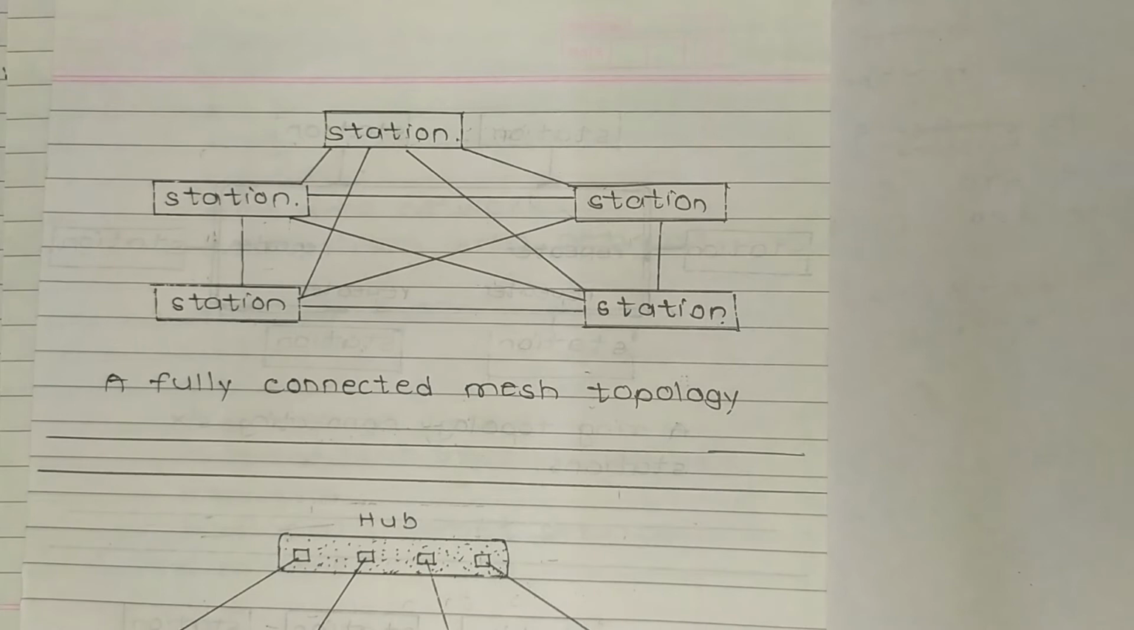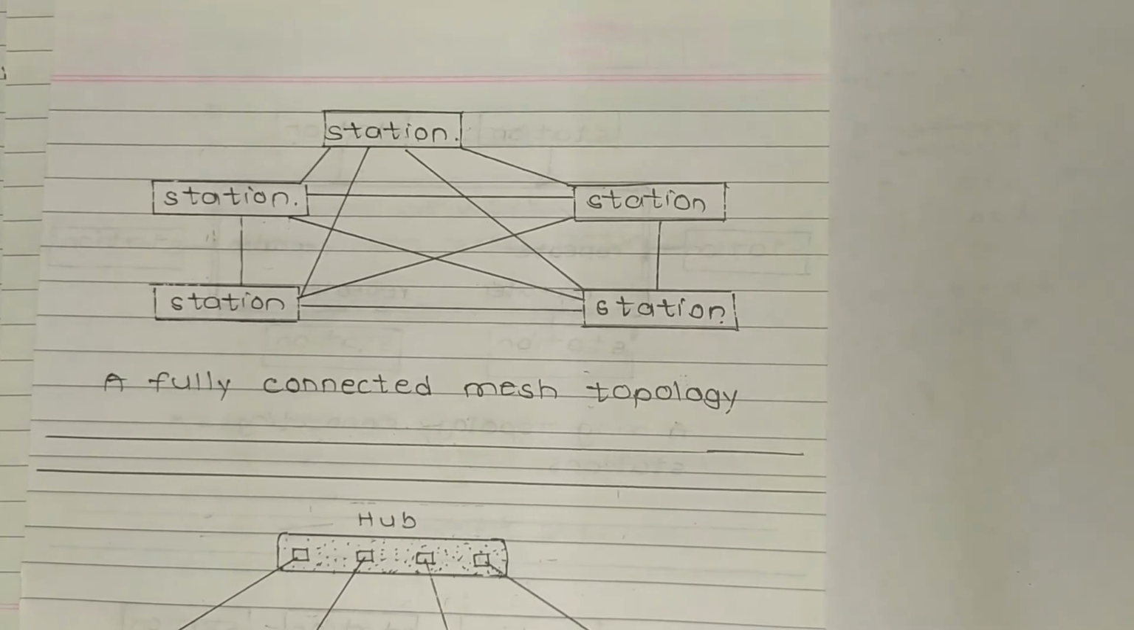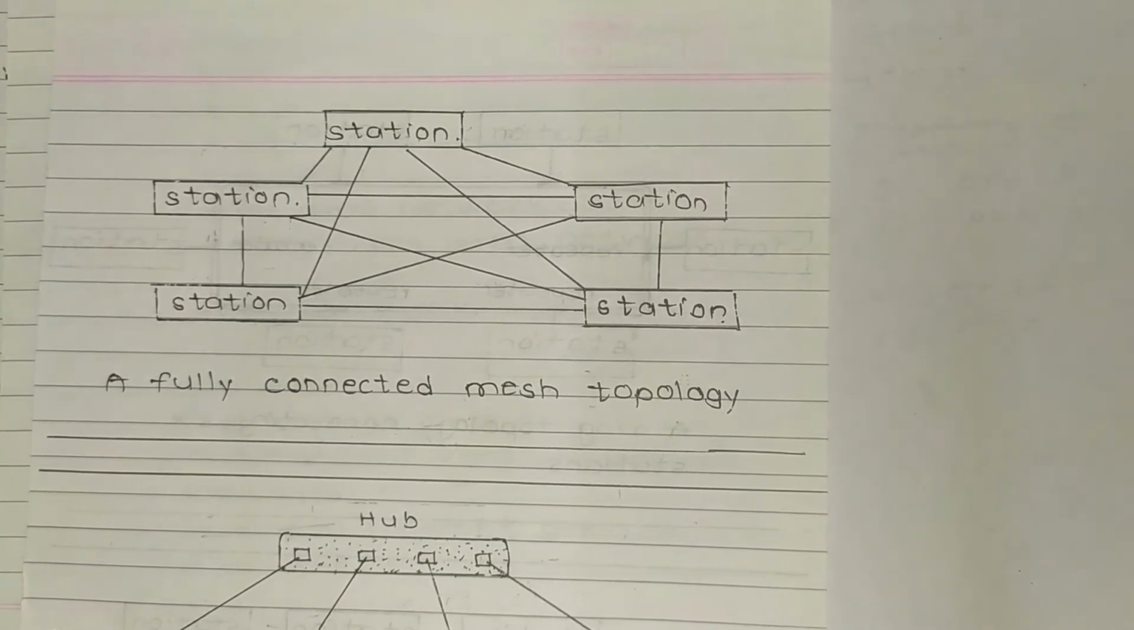To find the number of physical links in a fully connected network with n nodes, we first consider that each node must be connected to every other node. Node 1 must be connected to n minus 1 nodes, and node 2 must be connected to n minus 1 nodes, and finally node n must be connected to n minus 1 nodes. We need n into n minus 1 physical links.